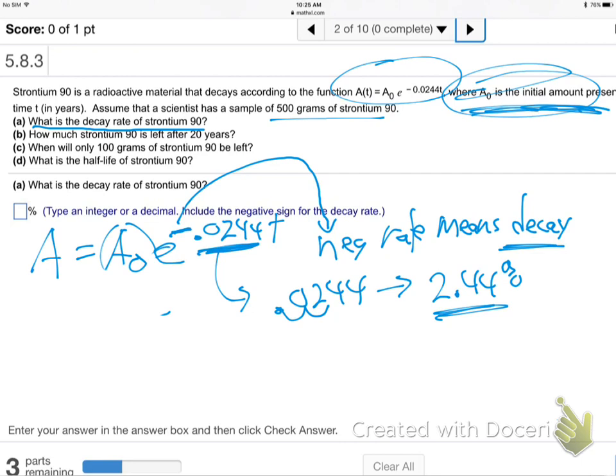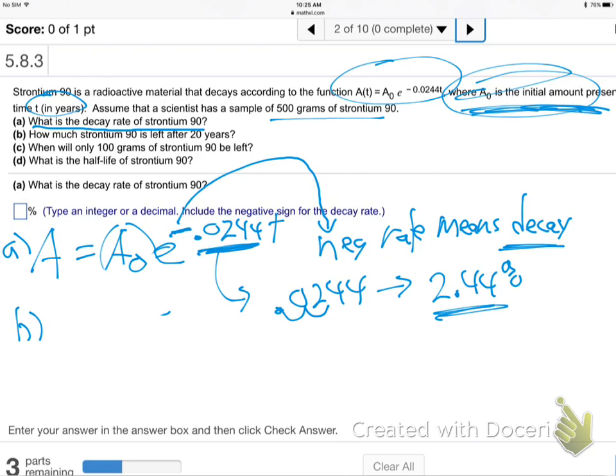That making sense? That means, T is years here, so every year, 2.44% of that stuff goes away. So that's strontium 90, 2.4% of it goes away every year. It decays away.